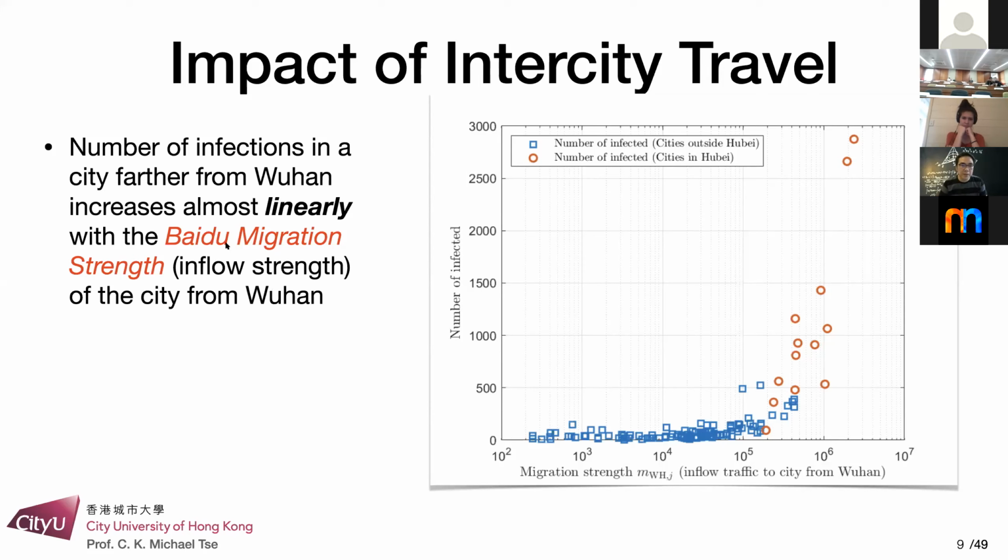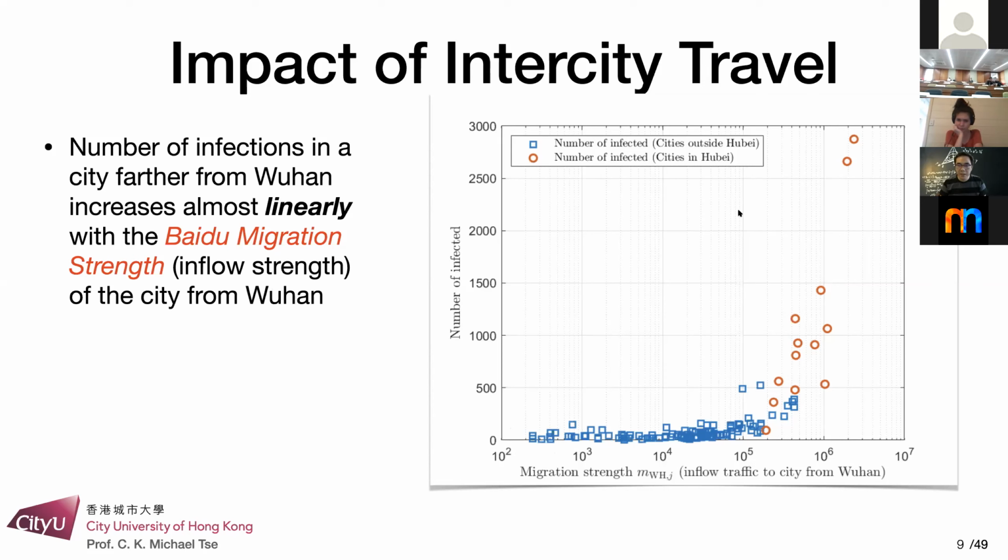So let me just explain this particular page here. On the x-axis here is the Baidu migration strength, which is basically an indicative value of the volume of traffic going into a particular city. So from Wuhan, Baidu can tell you roughly how many people are going into, for example, Shanghai, or how many people are leaving a particular city. So we add up all the traffic going from Wuhan to a particular city and then plot it on the x-axis. And the y-axis is the number of infected cases recorded for that particular city.